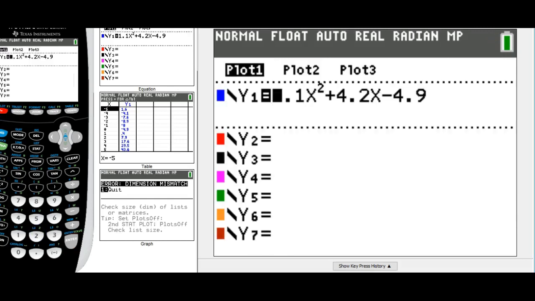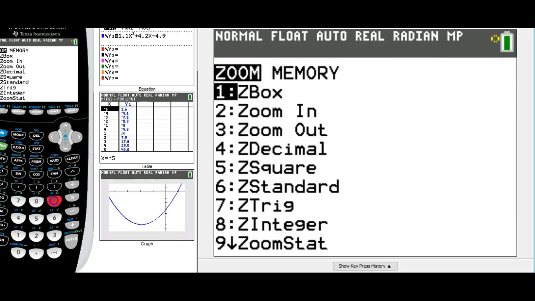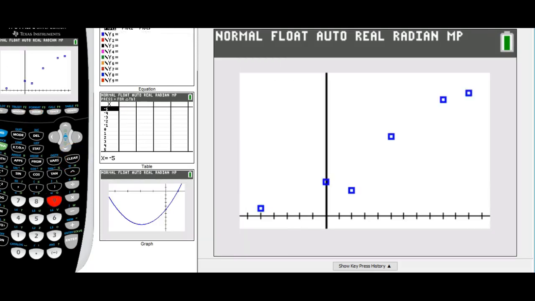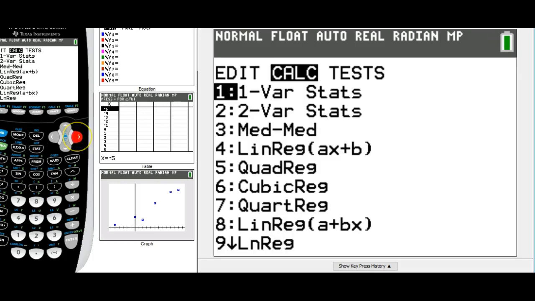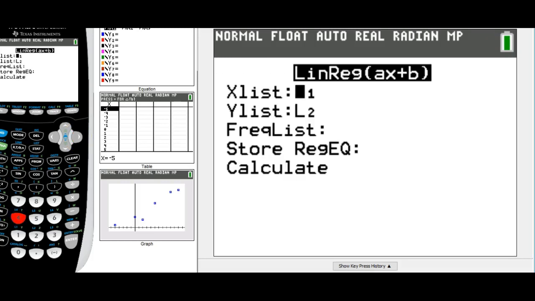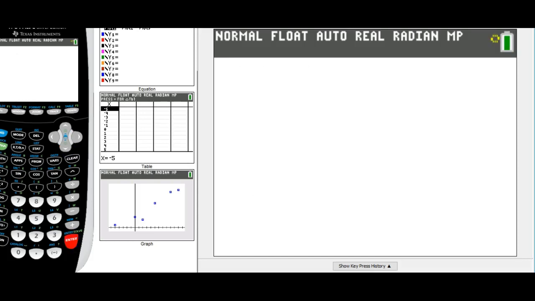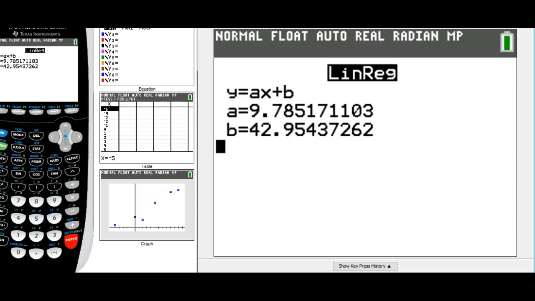So go to y equals, clear that out, hit zoom 9. And see if it looks like, yeah, look at that. I can see it's forming a line. A nice line. So to find that equation, you go to stat, over to calculate. We know we're doing linear regression. We could see that by looking at the picture, which we didn't really need to do because they gave us a hint. Arrow down, hit calculate. And there we have our equation. Y equals 9.79x plus 42.95. So I'm rounding it to the hundredths.